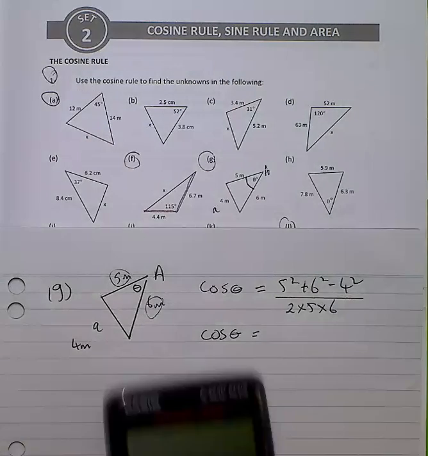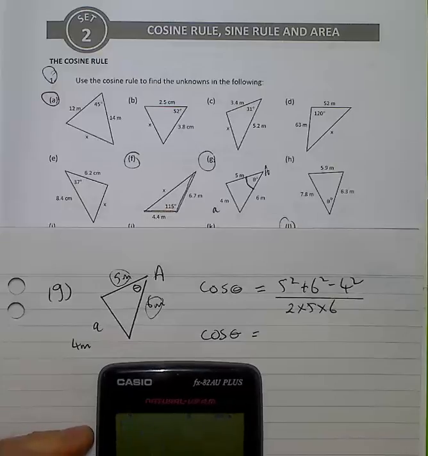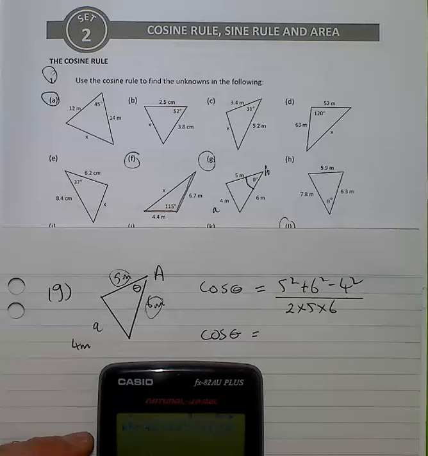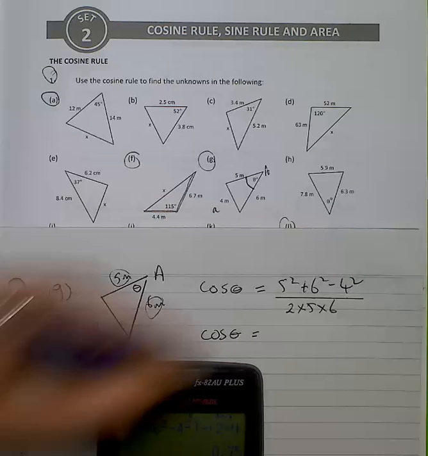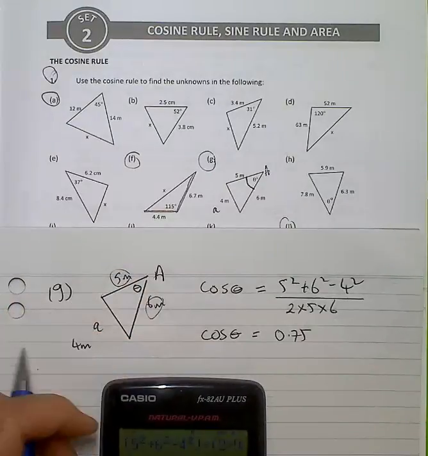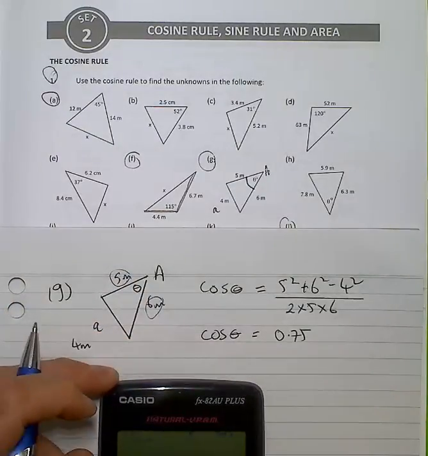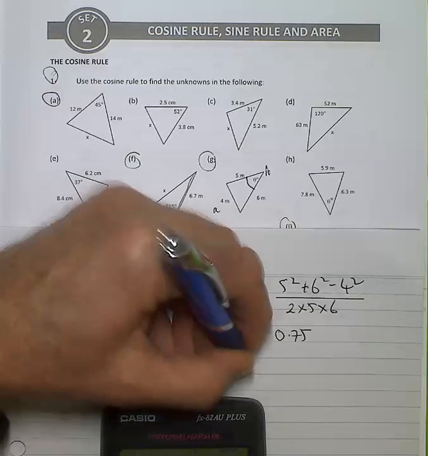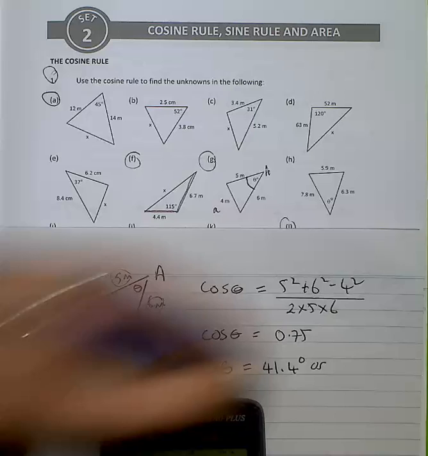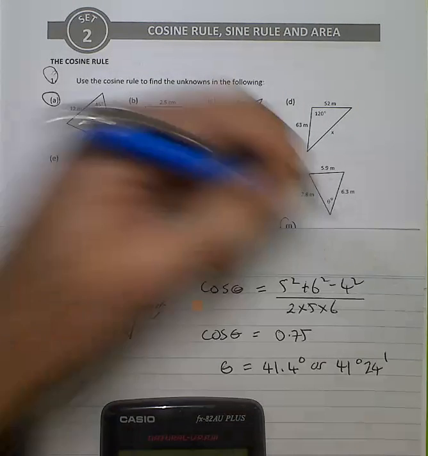Now I'll show you how you can do that in one go on your calculator. We make use of brackets. So the top line, the numerator, I'm using brackets for. Closing brackets, and divided by the denominator in brackets as well. So end up with 0.75. Now clearly that's not my angle. So shift cos will come up as default 41.4 degrees, or if you wanted to, 41 degrees and 24 minutes.